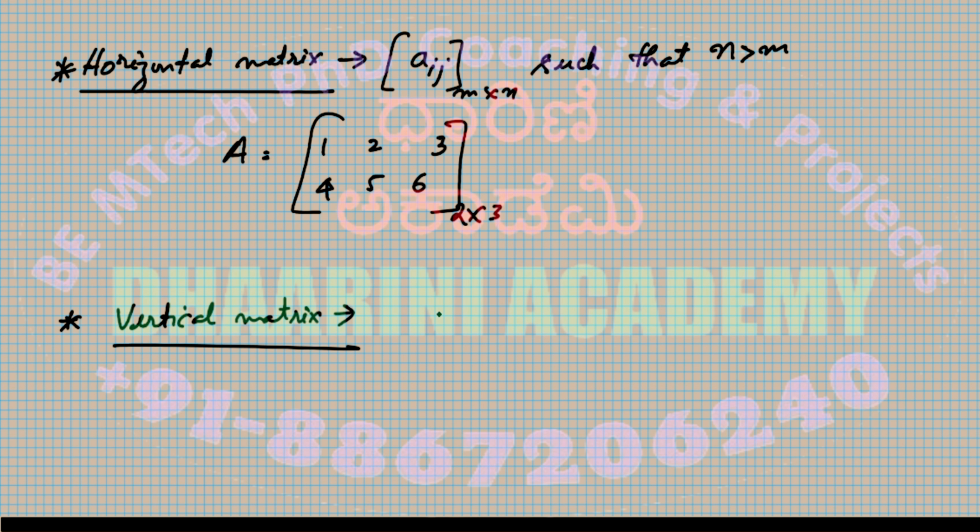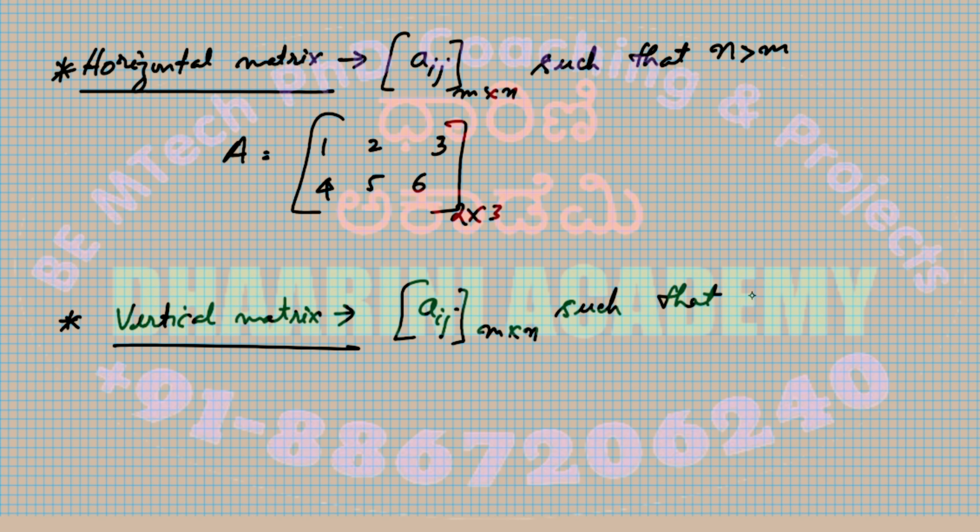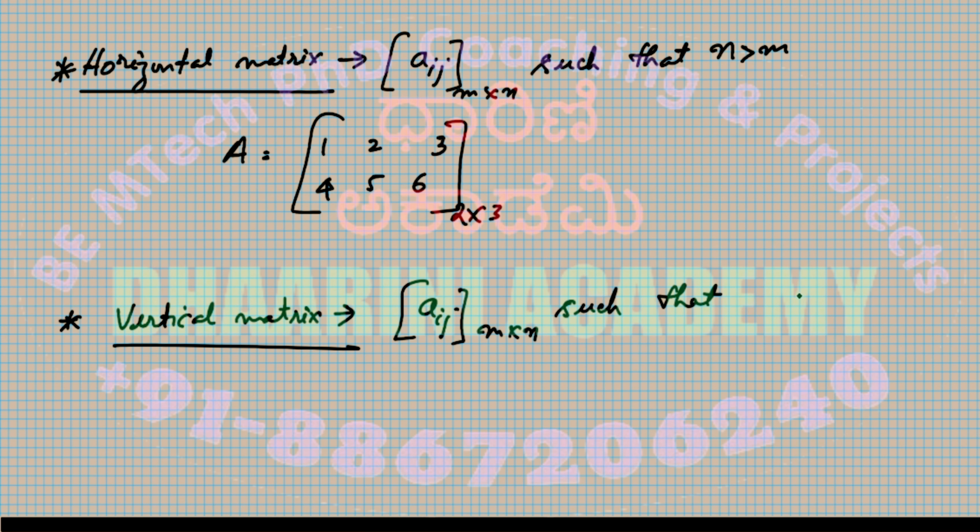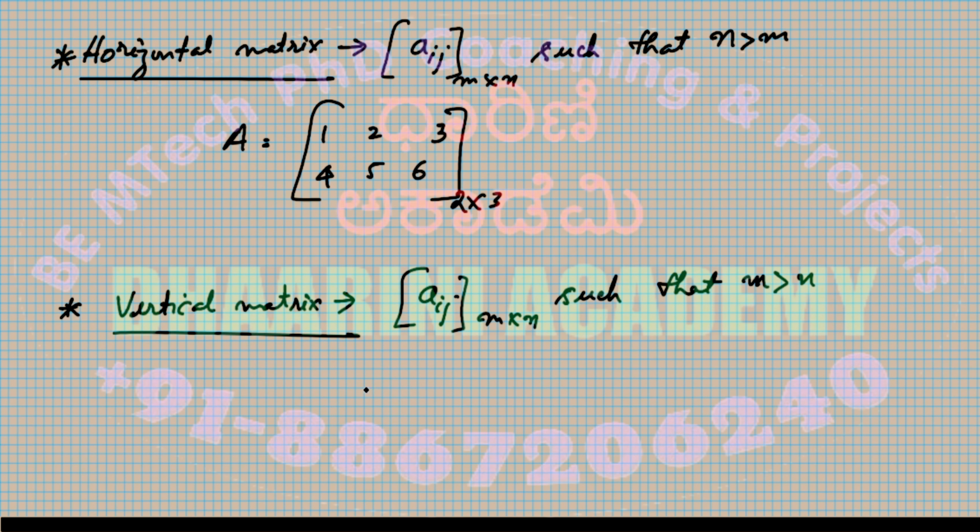A vertical matrix is denoted by any Aij of size m cross n such that it is always m, the number of rows, that is greater than n. n is lesser than m. So let's try to write an example now. So this is 1, 2, 3, 4, 5, 6. So the number of rows is 3, the number of columns is 2.